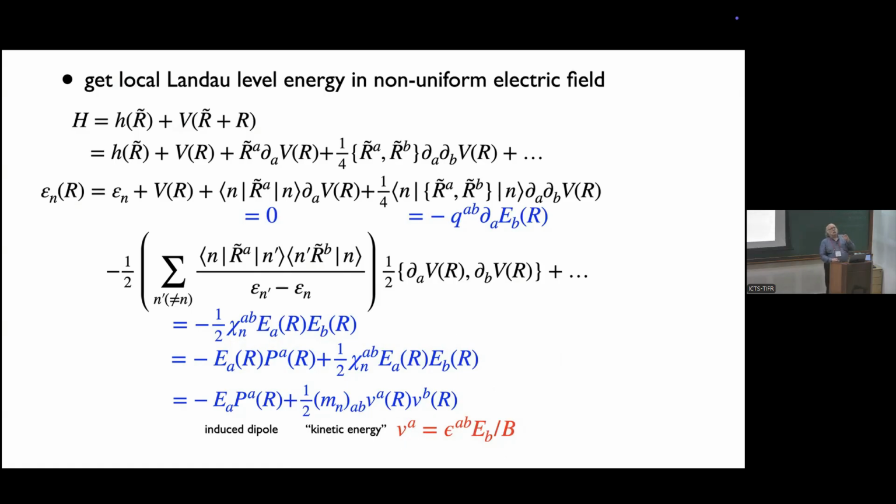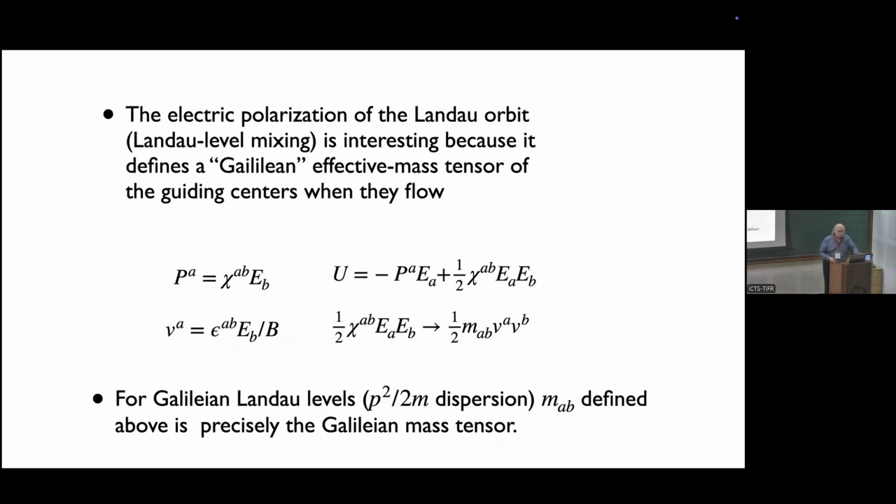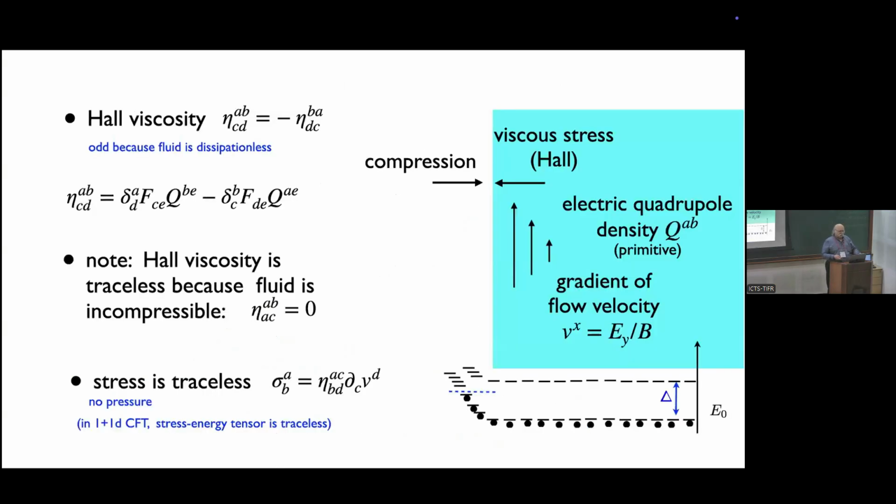A long-standing problem was this. This is showing how Landau level mixing should be incorporated in a much more profound way into the theory of the Hall effect. And the issue about what the Galilean mass and the like of Landau orbits is partly solved by that. Okay, so let's skip that.